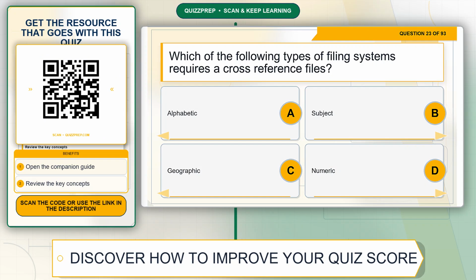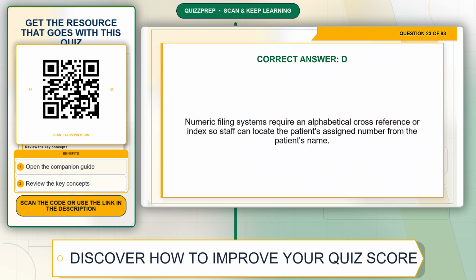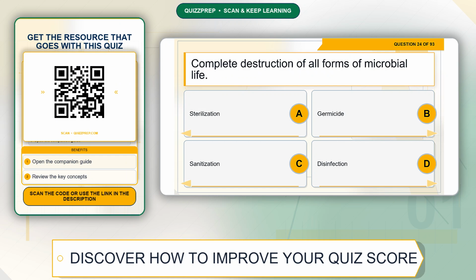Question 23. Which of the following types of filing systems requires a cross-reference files? Option A, alphabetic. Option B, subject. Option C, geographic. Option D, numeric. The correct answer is option D, numeric. Explanation. Numeric filing systems require an alphabetical cross-reference or index so staff can locate the patient's assigned number from the patient's name.